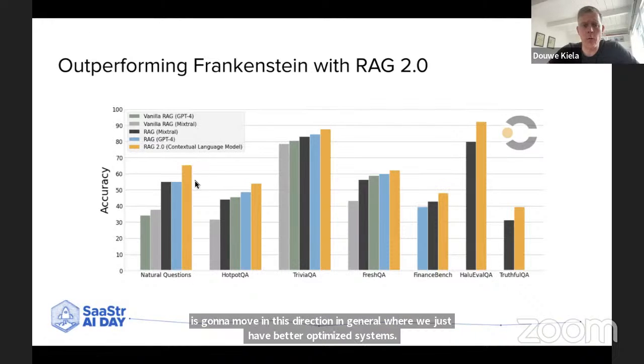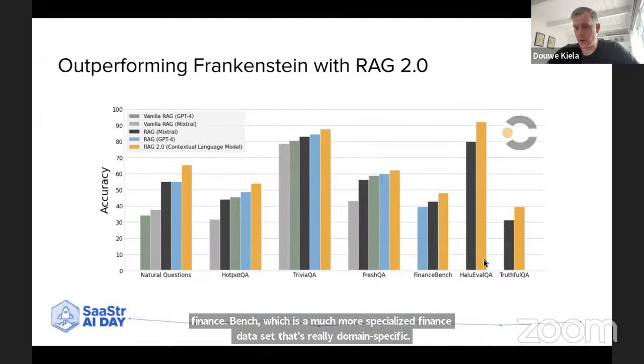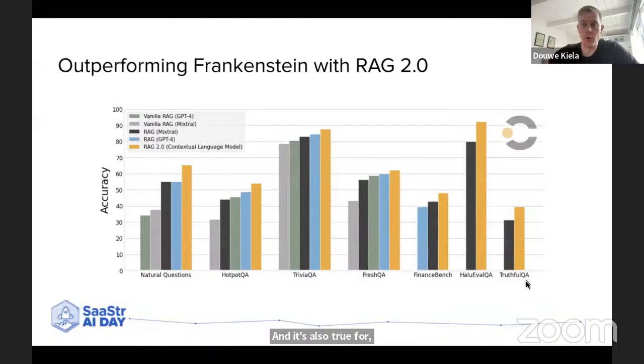So in this RAG 2.0 model on Natural Questions, which is really the canonical open domain question answering benchmark, you can see that there's quite a big gap. This is at 65 and this is sort of at 56 for GPT-4, which is, as you all know, one of the best language models in the world. And you can beat that by taking this RAG 2.0 approach. And that's not only true on this kind of accuracy data sets for question answering, it's also true on the FreshQA data set, which is about freshness. So how up to date can you be? And it's also true on FinanceBench, which is a much more specialized finance data set that's really domain specific. And it's also true for HaluEval and TruthfulQA, which measure hallucination.